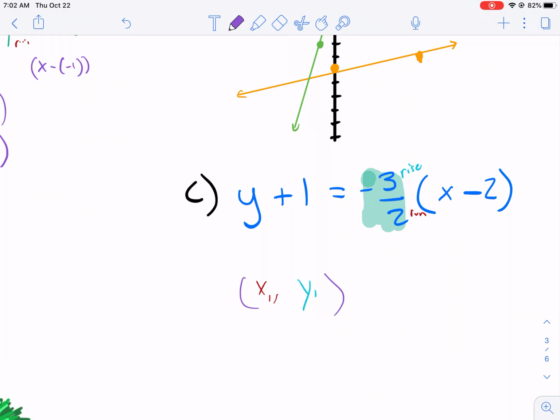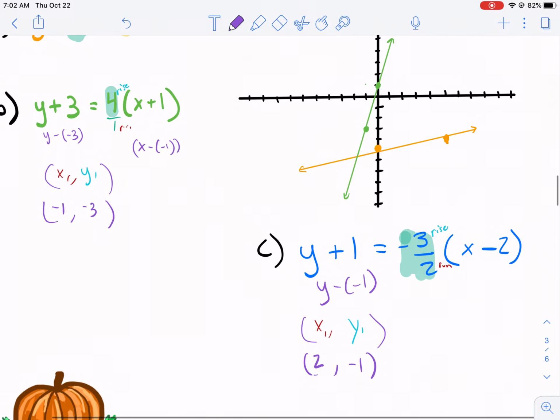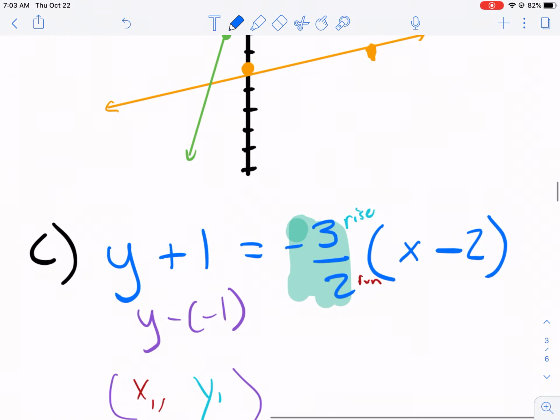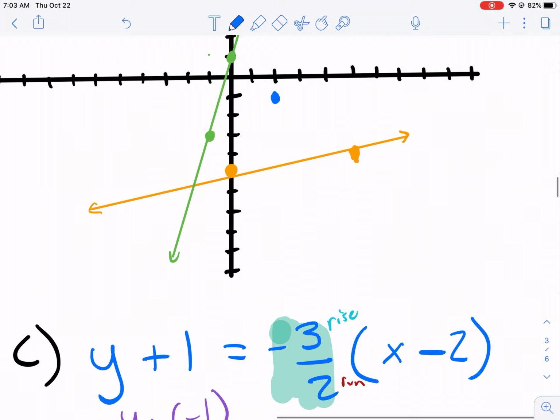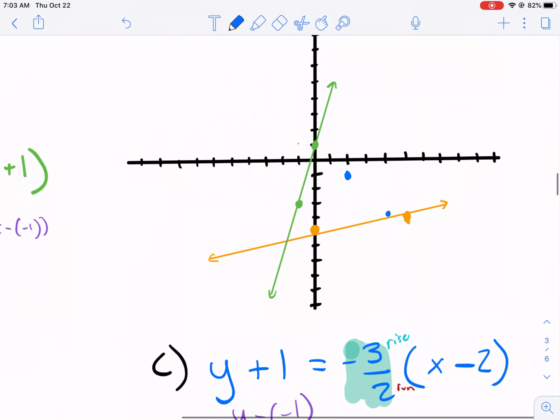So what is my point? Well, I have x minus 2, so it's a positive 2 for my x, but here I have plus 1, so that's really y minus a negative 1, so negative 1 is going to be my y1. So I'm going to go to the point 2, negative 1 for my blue guy. 2, negative 1, I start there. There's my first point, and I'm going to use my slope, which is negative 3 over 2. So I'm going to go down 3 units, 1, 2, 3. And to the right 2 units, 1, 2, make a point. Okay, and then I connect my line.